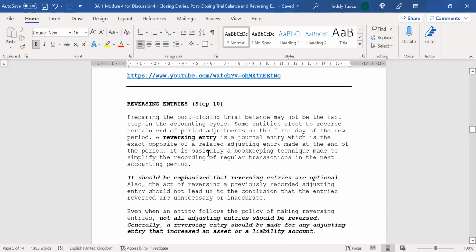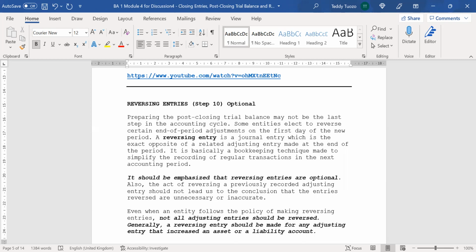So preparing the post-closing trial balance may not be the last step in the accounting cycle. Actually, class, this is optional. No? The reversing entries is optional. It can be performed. But in most, thus, all businesses adopt this one?